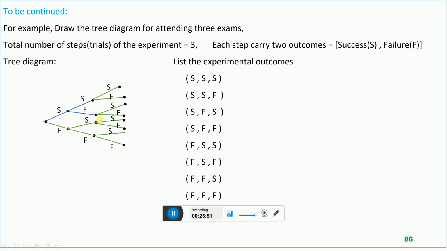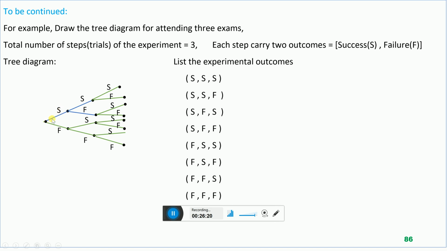Now we will come in here, we will again further extend the first outcome of the second task into two paths. So this is one path and this is another. This is success, this is failure, and I am again extending this left node further into two outcomes, success and failure. Now we will count the number of experimental outcomes from here.